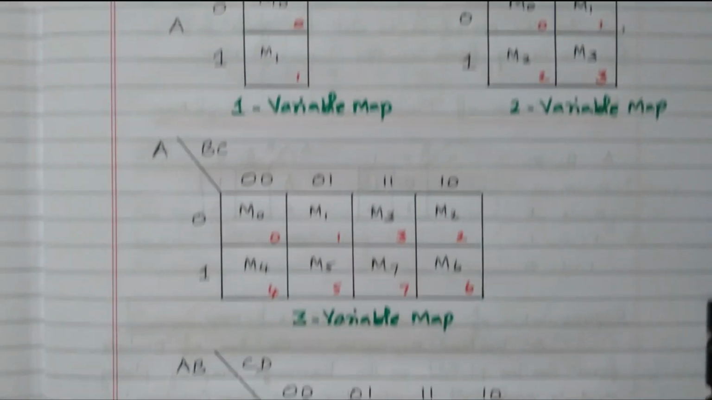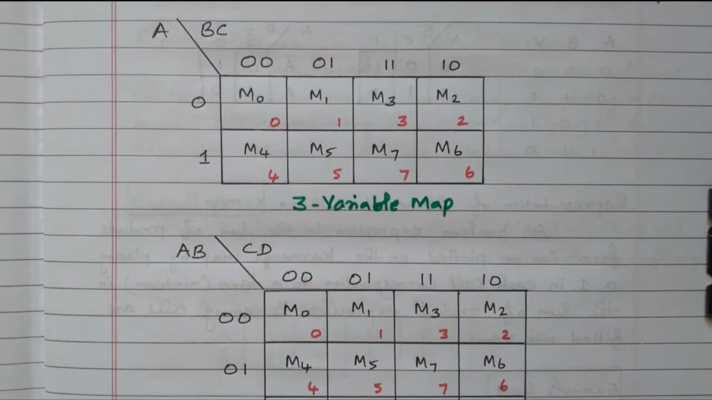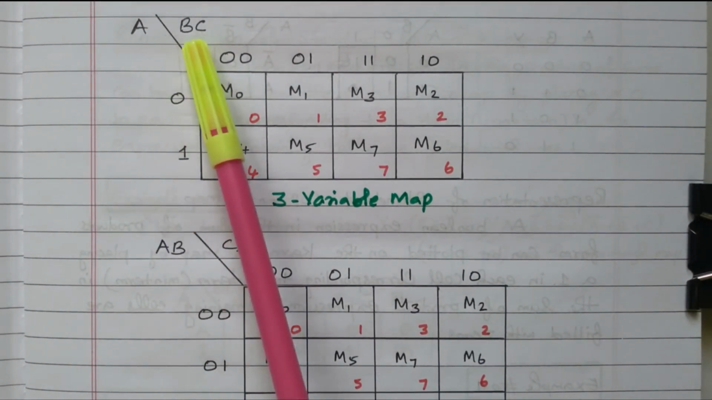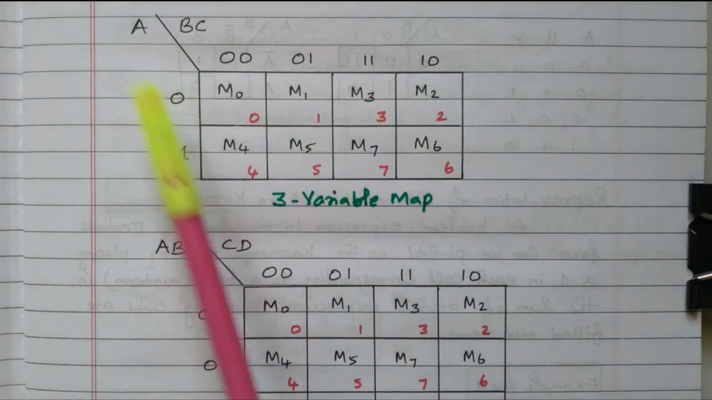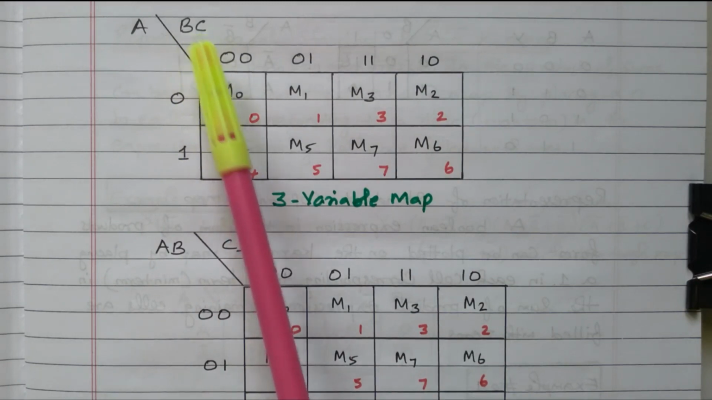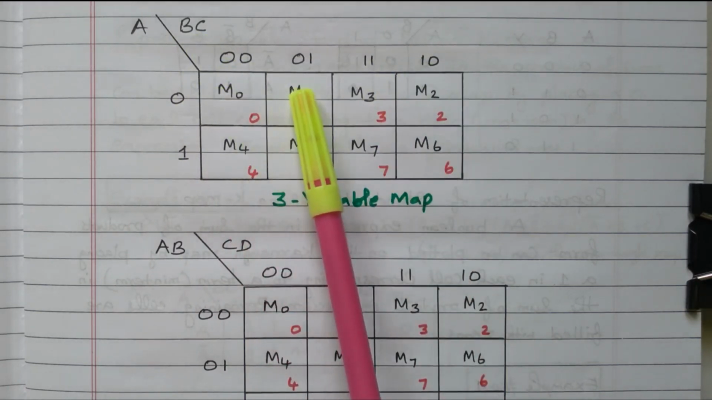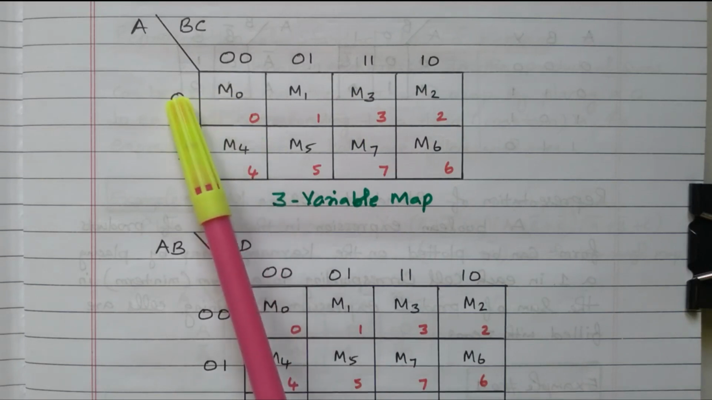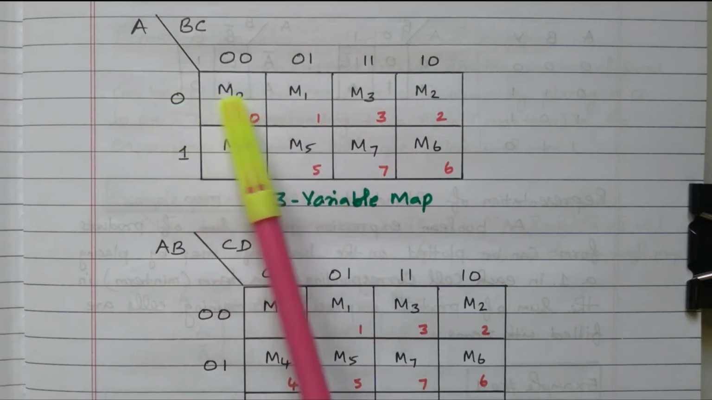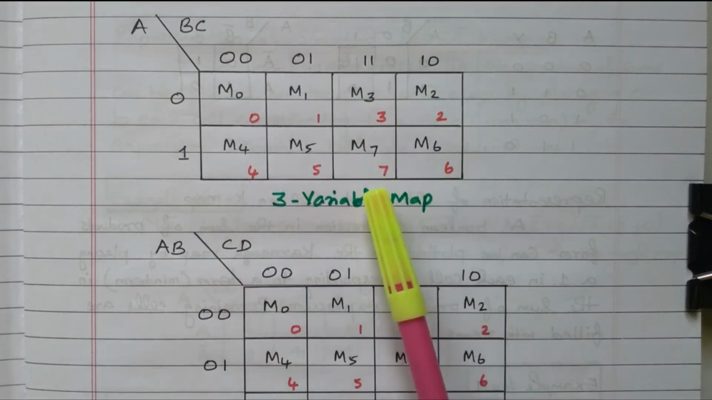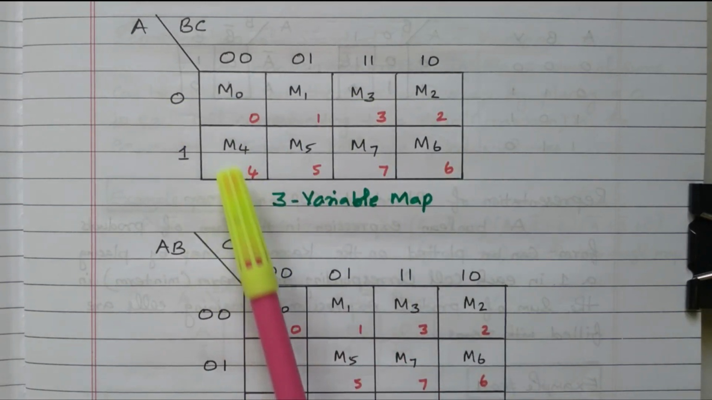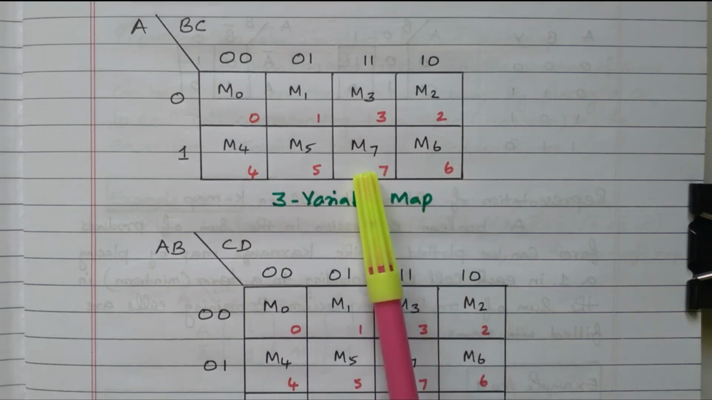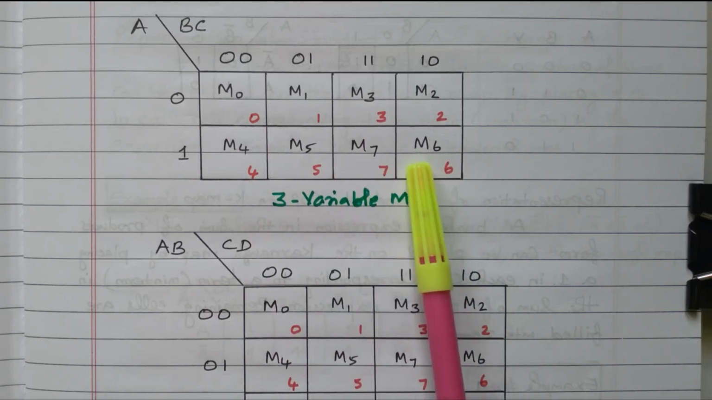Now we'll go to the three variable map. Let us consider the three variables A, B, C. A is represented vertically, B and C are represented horizontally. A has two options 0, 1. Because of two variables B, C, we have four options 0 0, 0 1, 1 1, 1 0. So the first cell is 0 0 0. Second one 0 0 1. Third one is 0 1 1. Fourth one is 0 1 0. So that can be easily represented by the max terms M0, M1, M2, M3, M4, M5, M6, M7. There is an interchange between the third and fourth column.